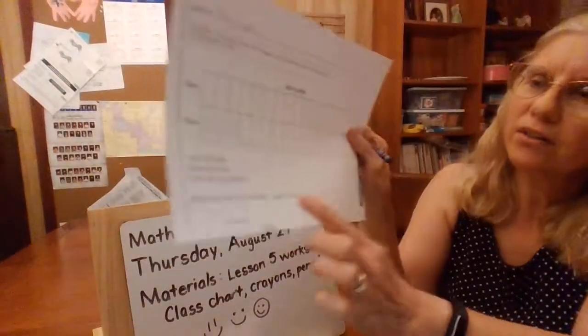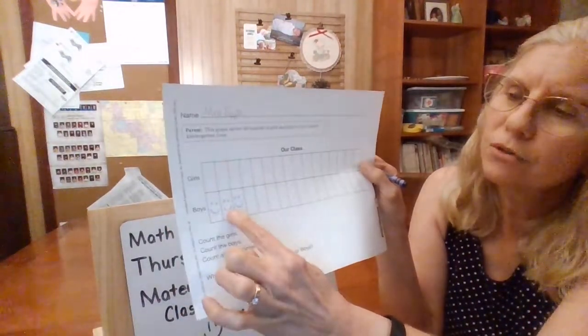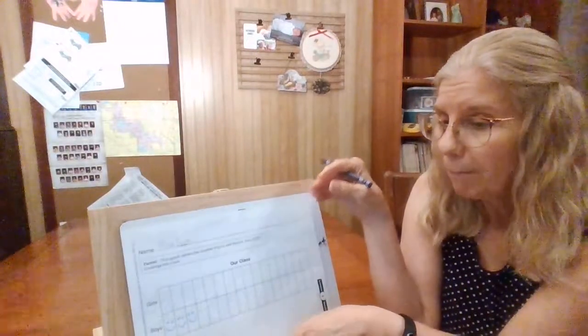How many girls are there? Let's count them. 1, 2, 3. How many boys? 1, 2, 3. When it's the same number, then we have a tie. Perfect. So after Edward is Emma.